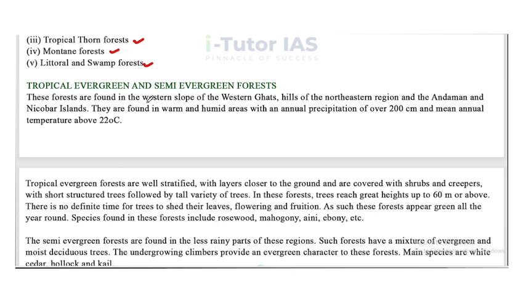First one, tropical evergreen and semi-evergreen forest. These forests are found in the western slopes of the Western Ghats, hills of the northeastern region, and the Andaman and Nicobar Islands. They are found in warm and humid areas with an annual precipitation over 200 cm and a mean annual temperature about 22 degrees Celsius. So they need about 200 cm rainfall, 22 degrees Celsius annual temperature, and also warm and humid conditions.